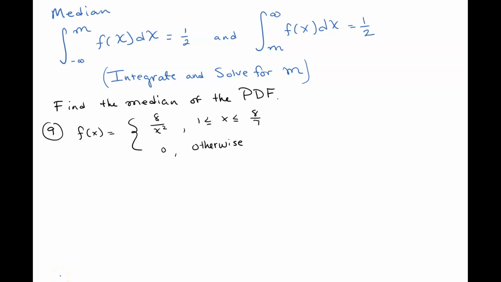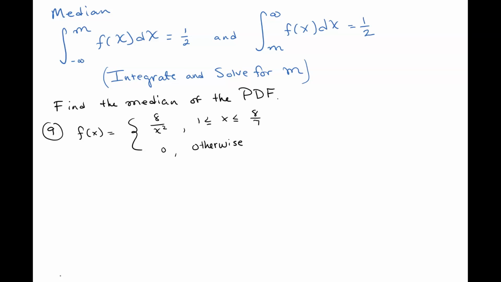Okay, now let's discuss the median of a probability density function. So when we're looking at median, what exactly does that mean? Well, median sounds like middle, right? The median accounts for where 50% or half of the values in a probability density function fall.